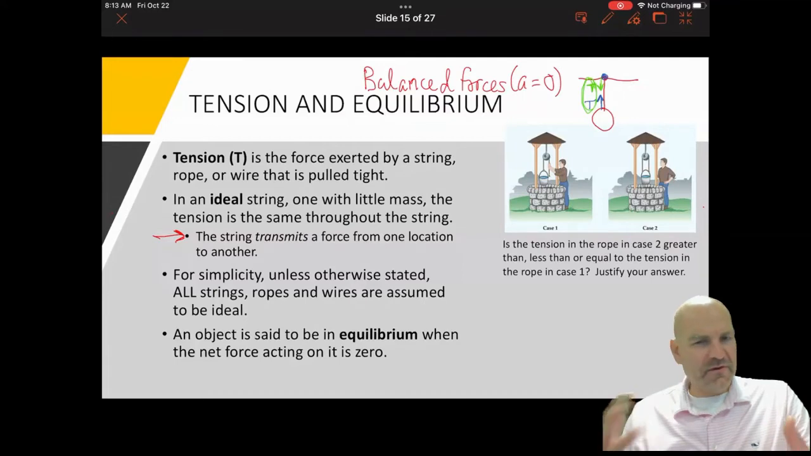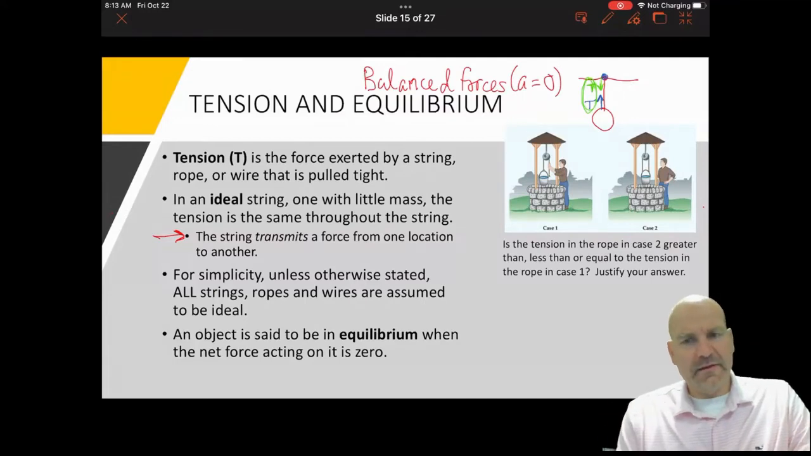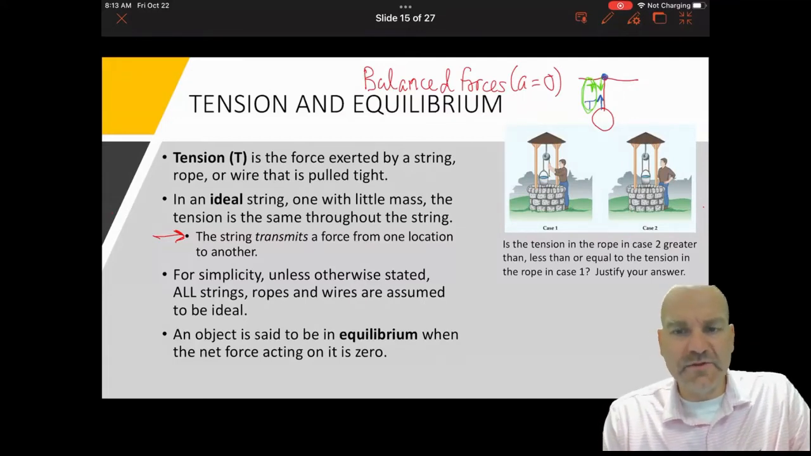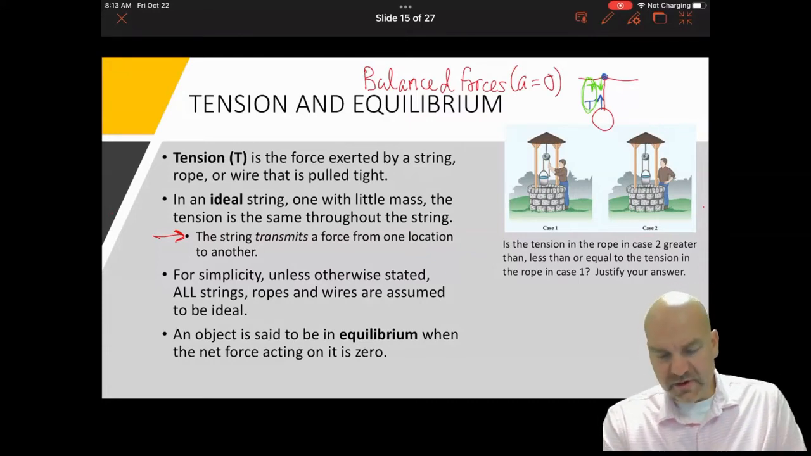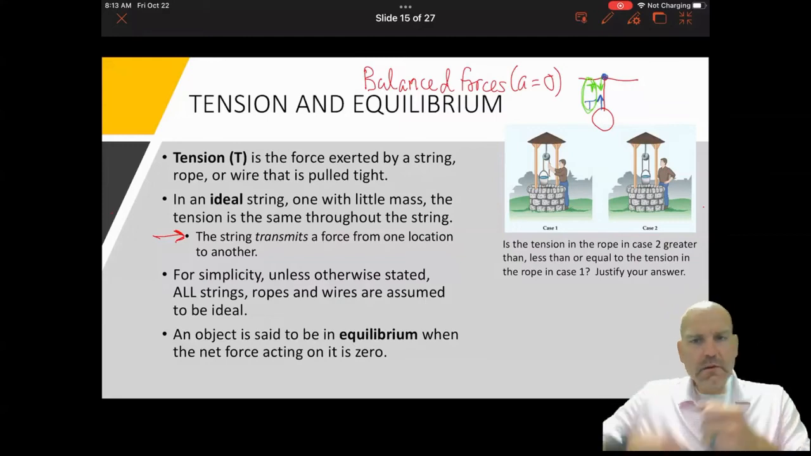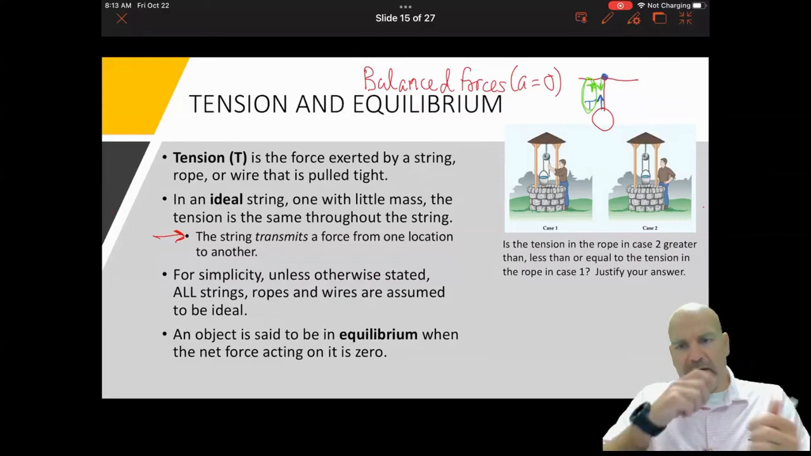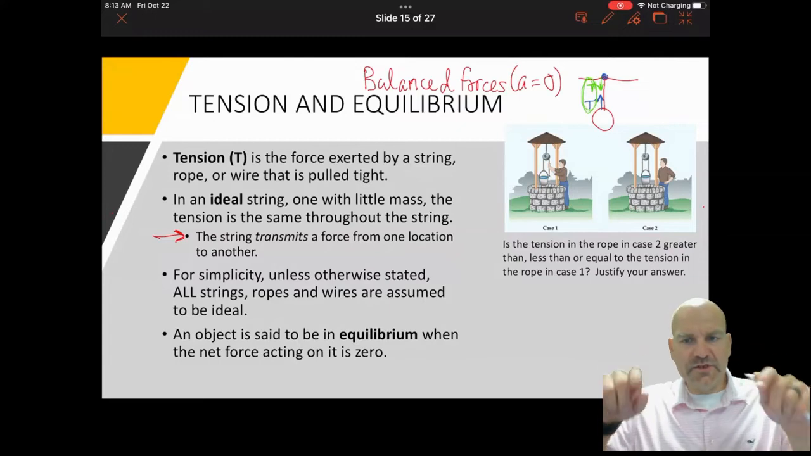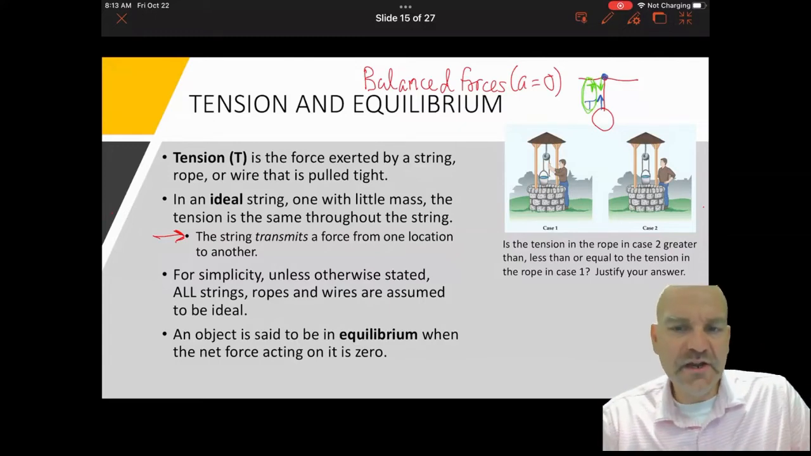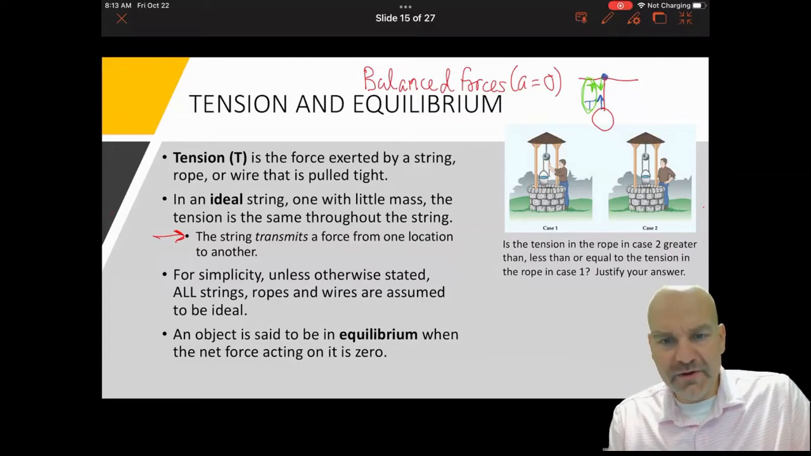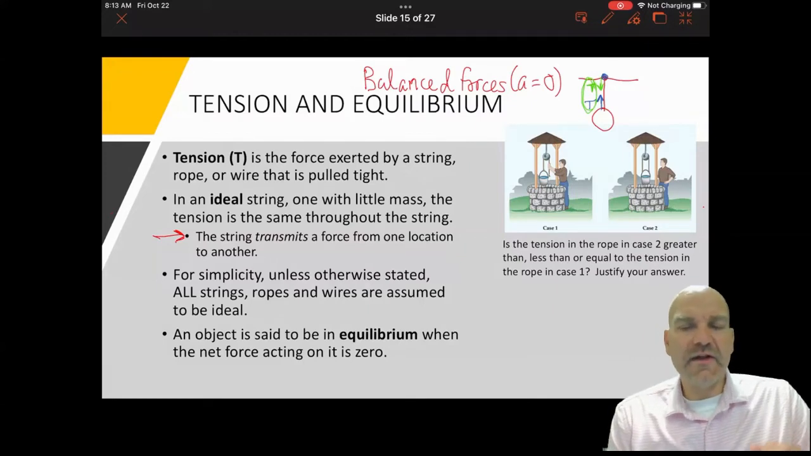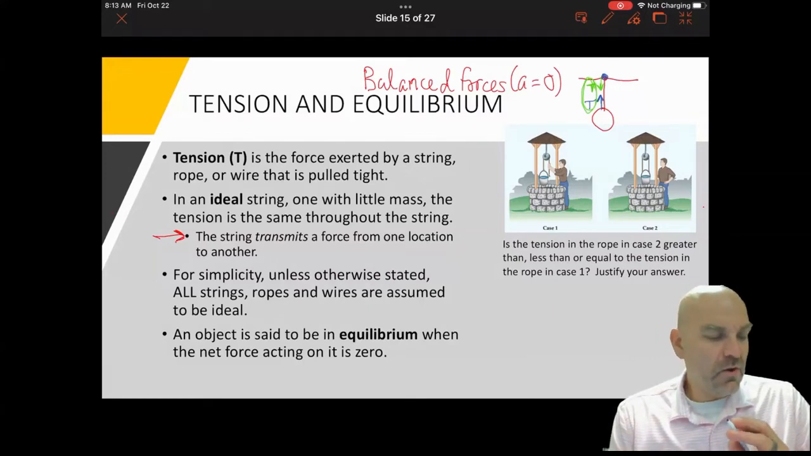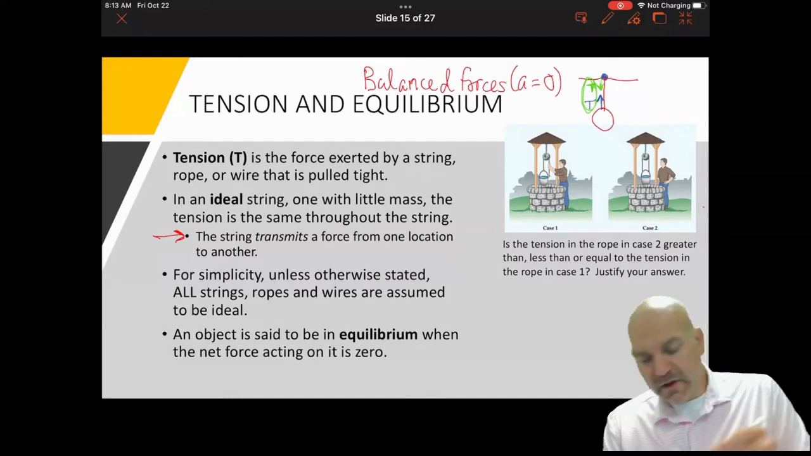So here's a quick example, more of a conceptual type. Here we have two cases. You can see one case where the gentleman is pulling the bucket up, and the other where the bucket is being held by two strings. And we're asked, is the tension in the rope in case 2 greater than, less than, or equal to the tension in rope 1?